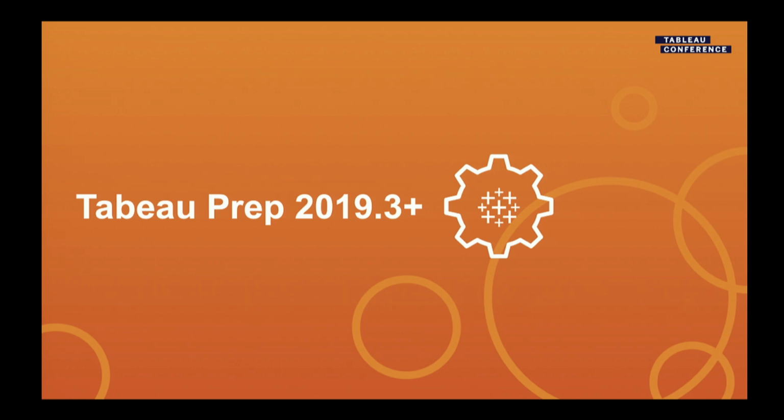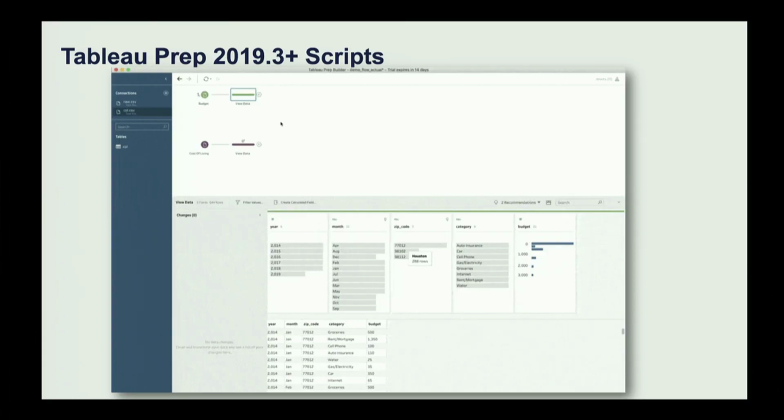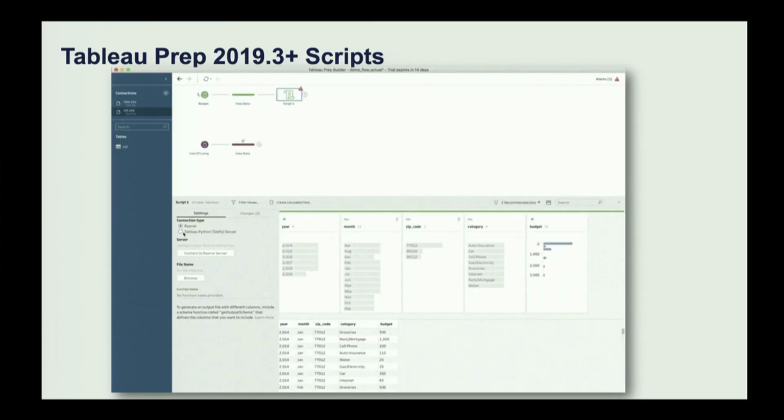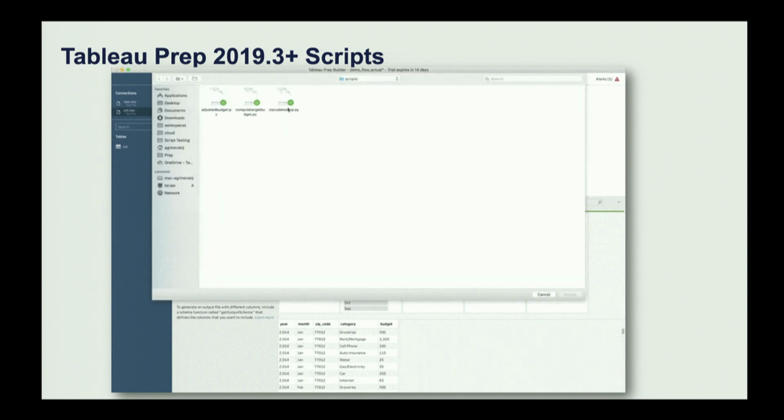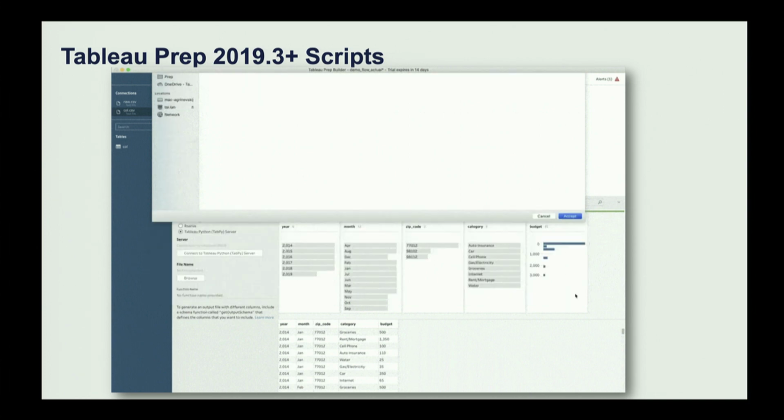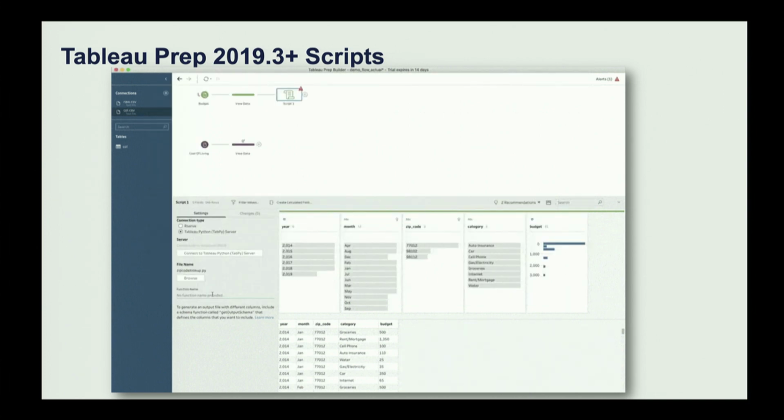So that was OData. Next part here is Tableau Prep. Starting with Tableau Prep Builder, or Tableau Prep in general, 2019.3 and higher, we have introduced a new element in the flows. The new element is called the script block. Script block is just what it sounds like. It's an ability to execute scripts just like you were doing in Tableau Desktop.